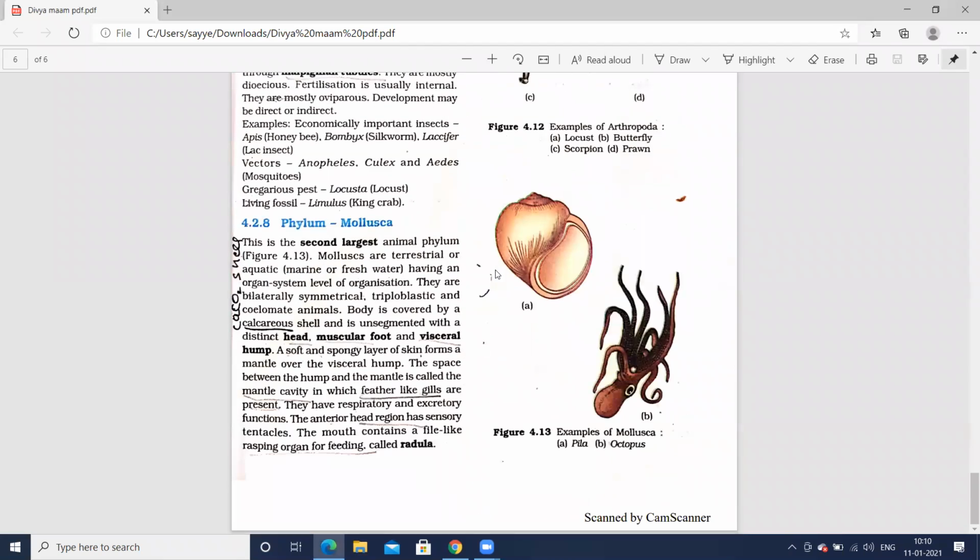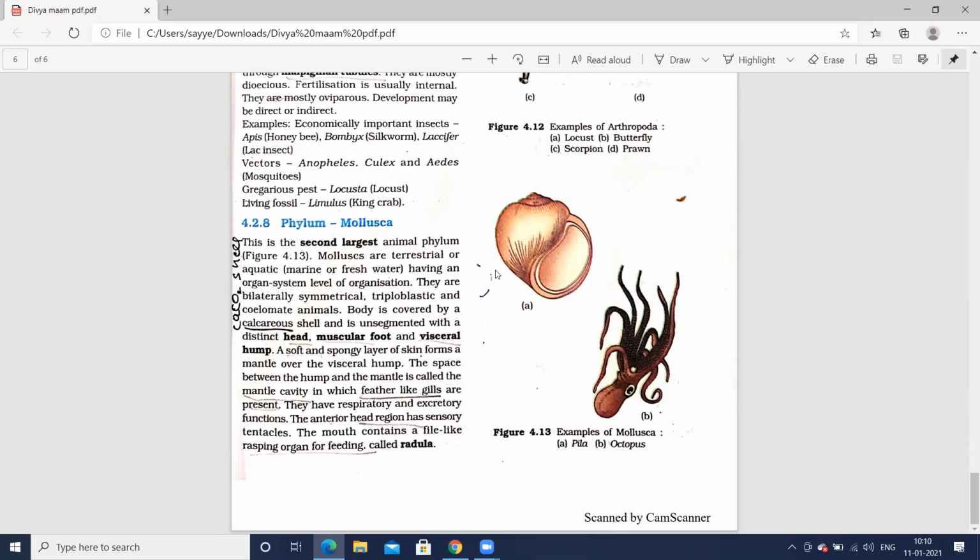Now we move on to Mollusca. This is the second largest animal phylum. Which one was the largest? Arthropoda. Good. So the second largest is Mollusca. Mollusks are terrestrial or aquatic, and they also have an organ system level of organization.